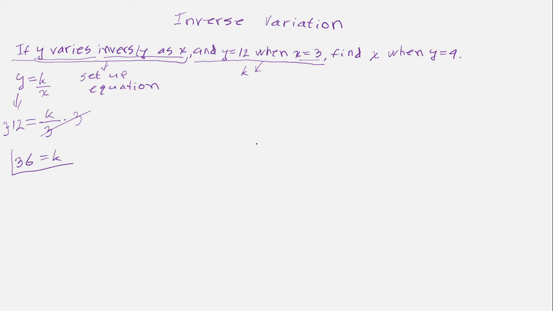Now we have everything we need to actually solve the final part, which is find the x when y is equal to 9. So what we will need is this equation that we set up and then this constant of variation. So it says find x, so we have an equal sign, we have our k right there in the formula. K goes on top, right? And in our case, k is 36.